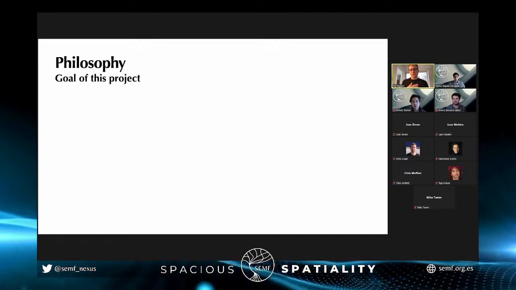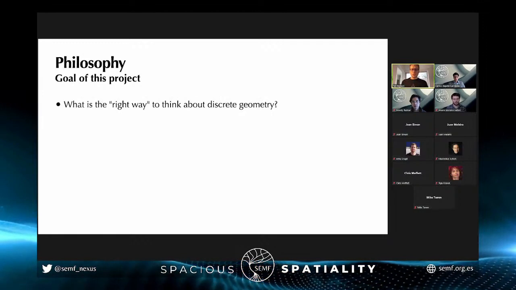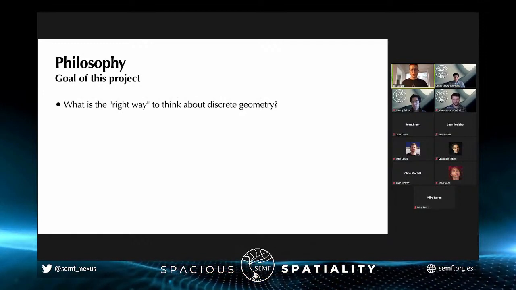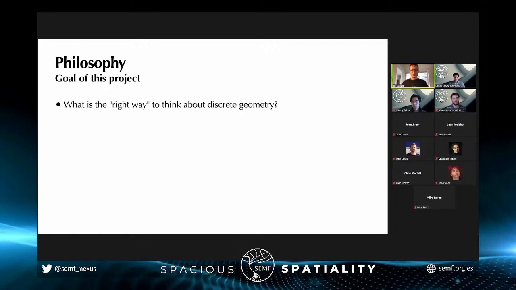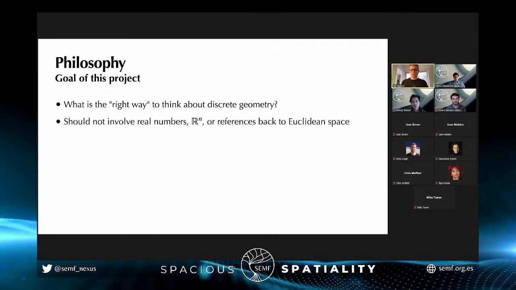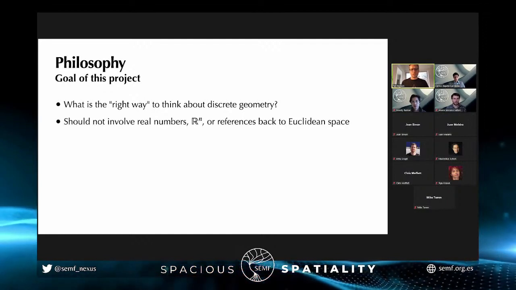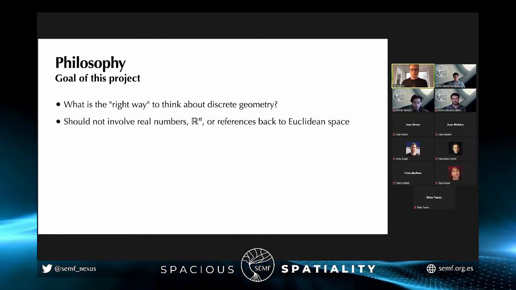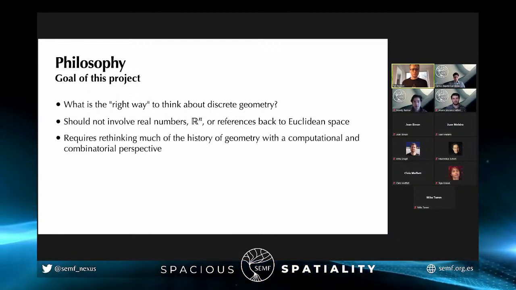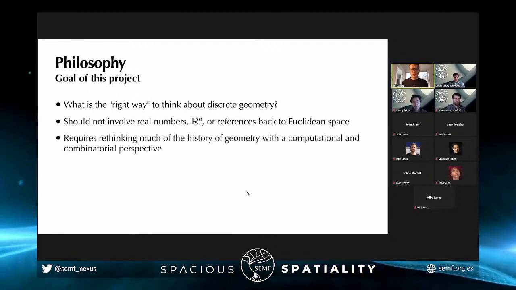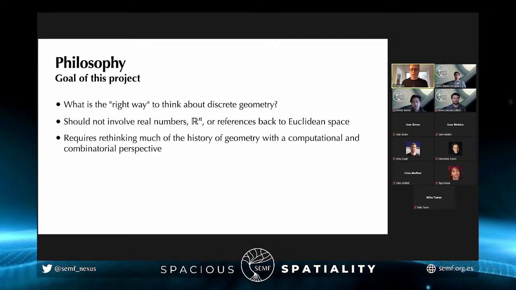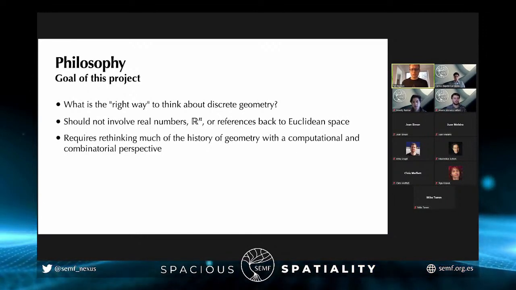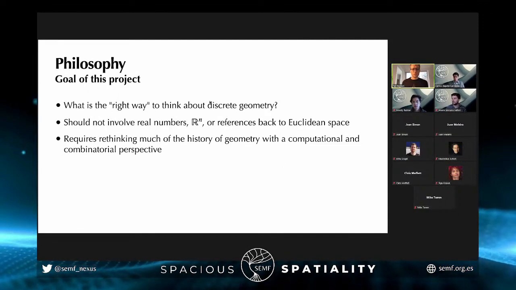So the goal of the project that I'm involved in is: what is the right way to think about a geometry that embraces that computational philosophy? So it shouldn't involve real numbers or references back to the space that goes back to, you know, the Greeks and its origin. And it requires rethinking much of the history of geometry and how we've developed it, but from a computational and combinatorial perspective.